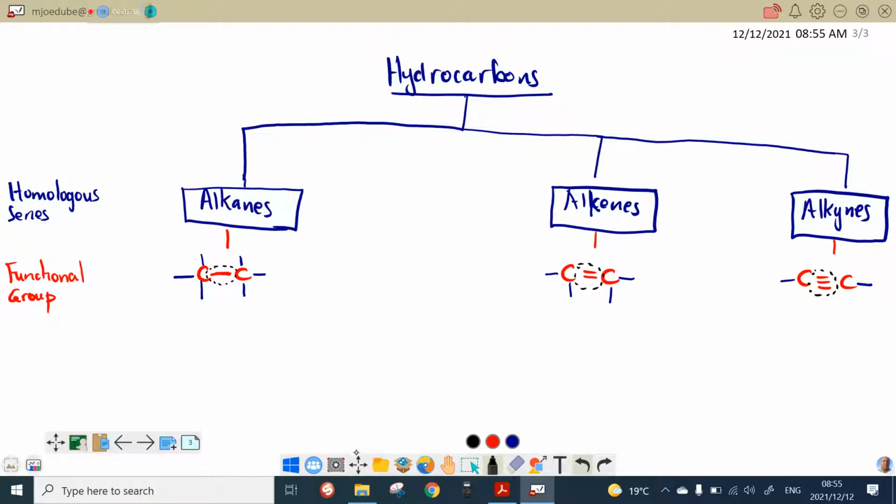So the next thing that you need to remember, we said the prefixes are all the same for all of the organic molecules.